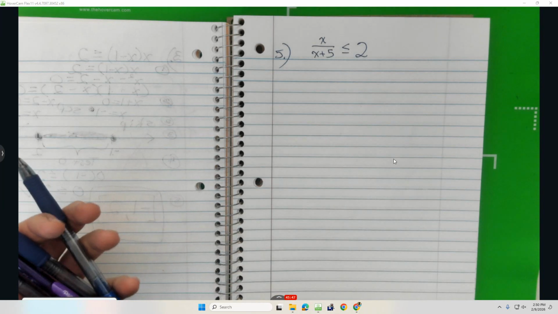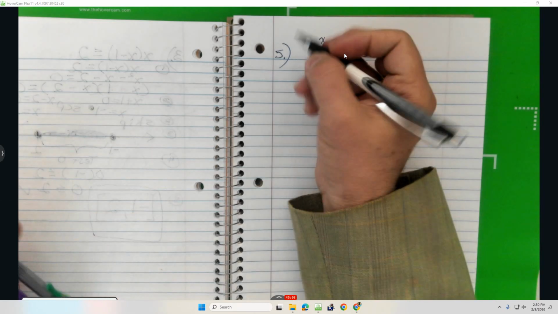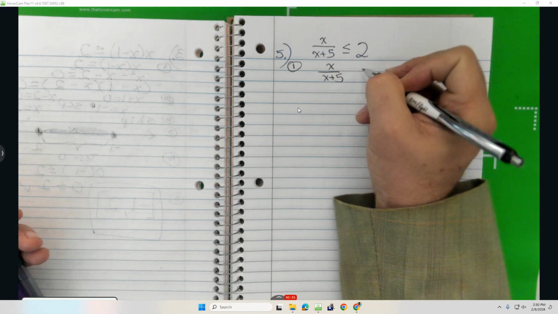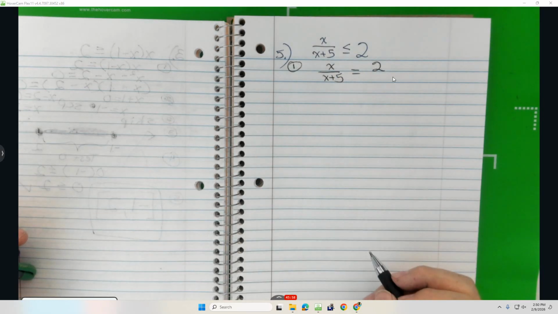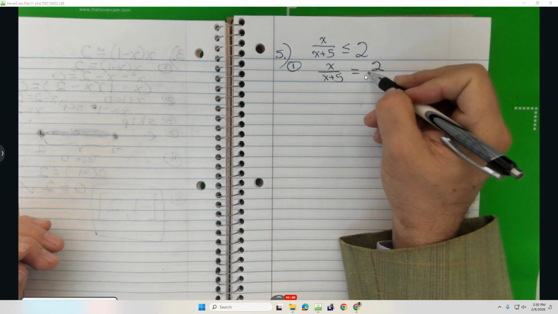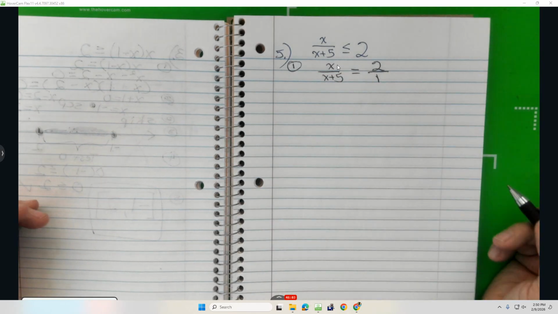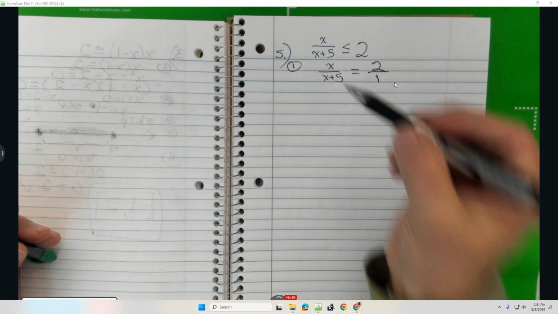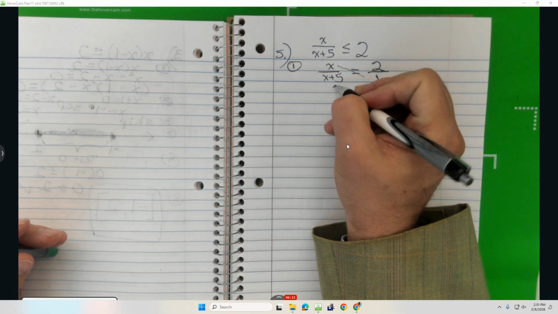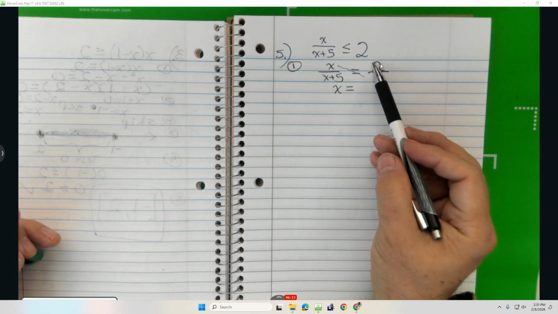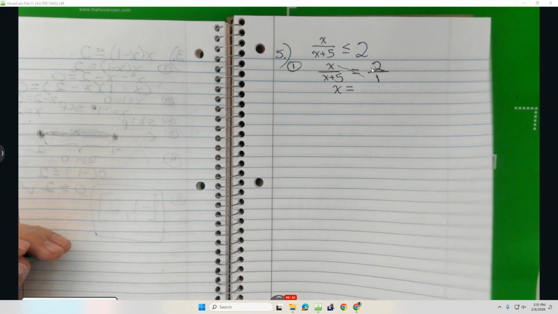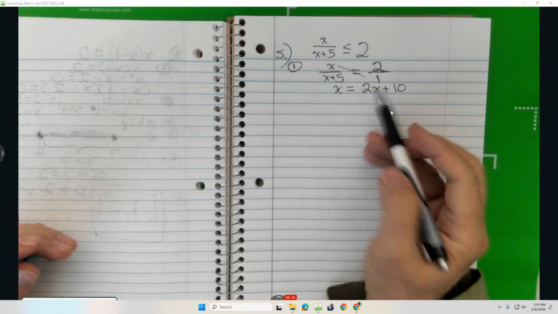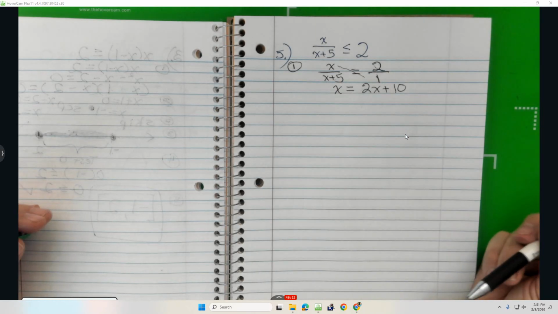But first step, replace the inequality with an equal to. So you have x divided by x plus 5 is equal to 2. And I'm going to write that as a 2 over 1. Can y'all guess what I'm going to do now? Cross multiply. x times 1 is 1x equals 2 times x plus 5 gives me a 2x plus 10. Don't forget to distribute the 2 over the x plus 5.